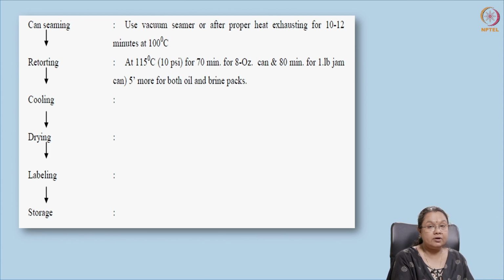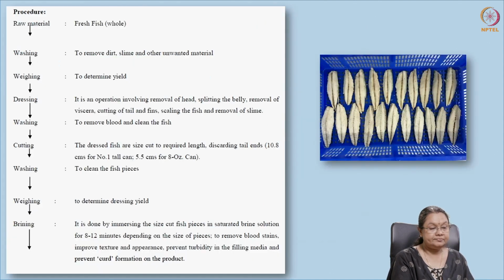The drying is important because any droplets of water on the surface of the can will cause rusting or spoilage on the surface of the can. So that's why we go for drying. And labeling is also done to understand what has been packed and when it has been done. So to know all these things, the labels are put, and then we store it in the storage room.